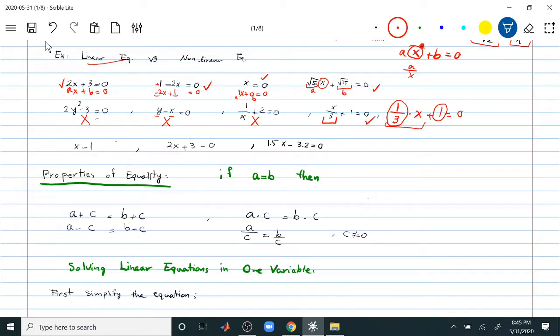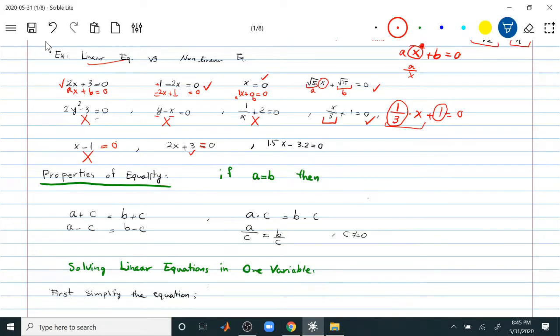How about x minus 1? This is not a linear equation because there is no equality. If there is no equality, there is no equation. 2x plus 3, same mistake. There is no equal sign. If this was equal to 0, then this would be a linear equation. If there is no equality, it's not an equation to discuss.